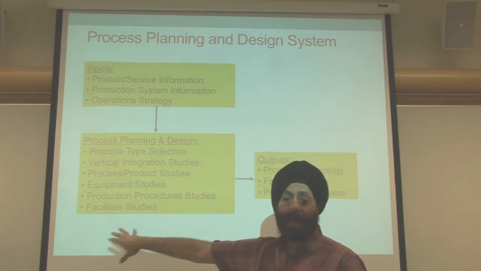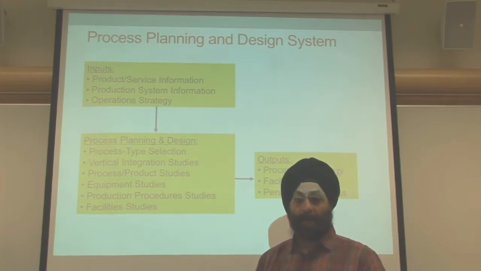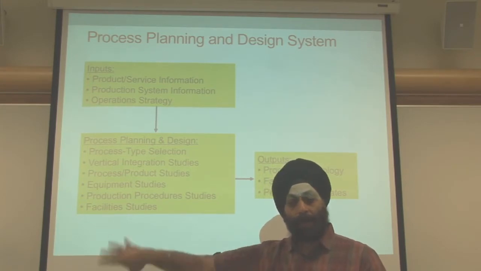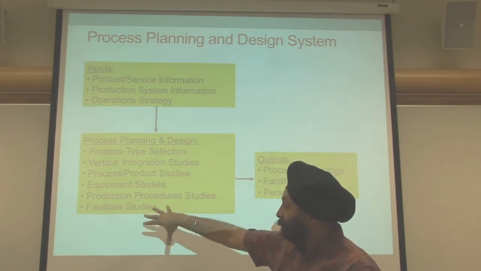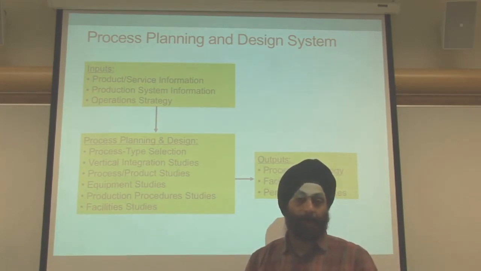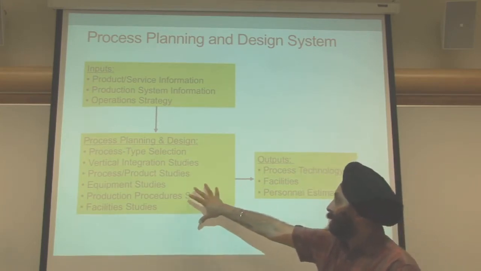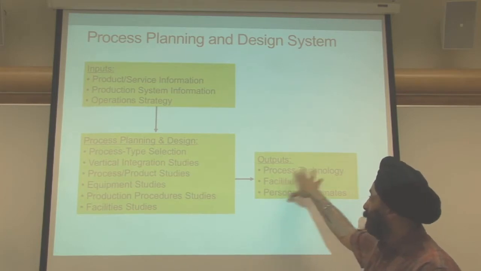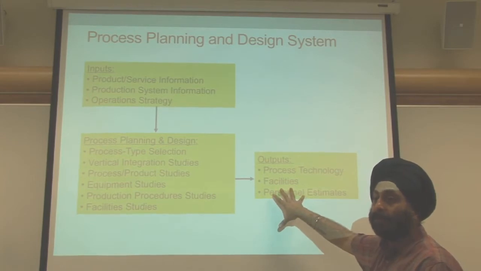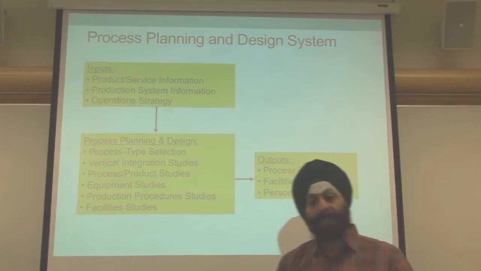Facility study, do we have the right plant or workspace, or do we need to revise that somehow so that maybe the assembly line has to be revised into some sort of a U-shape assembly line, or it has to be a process type of layout. So those will be coming in here. And out of this process that is done, here comes the output, which is the type of process technology that you'll be using, the type of facilities that you're going to have to produce this product, and type of personnel, and how many, and what type of skill set they need to have.